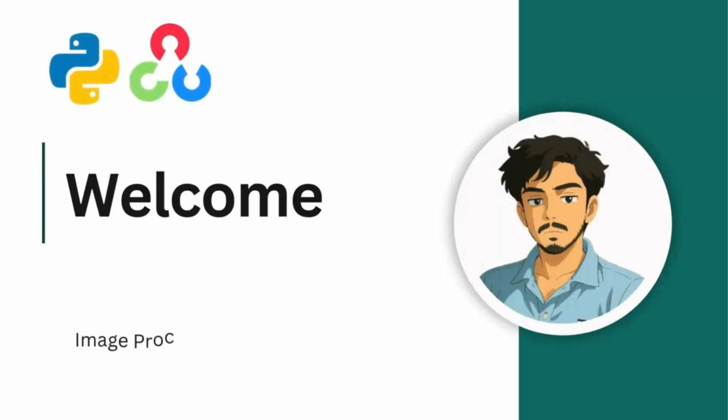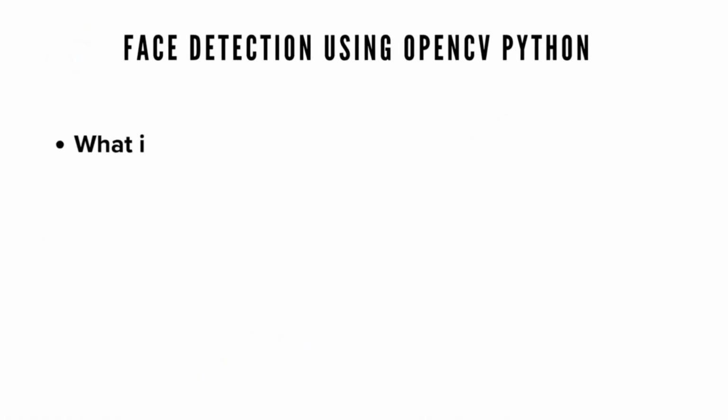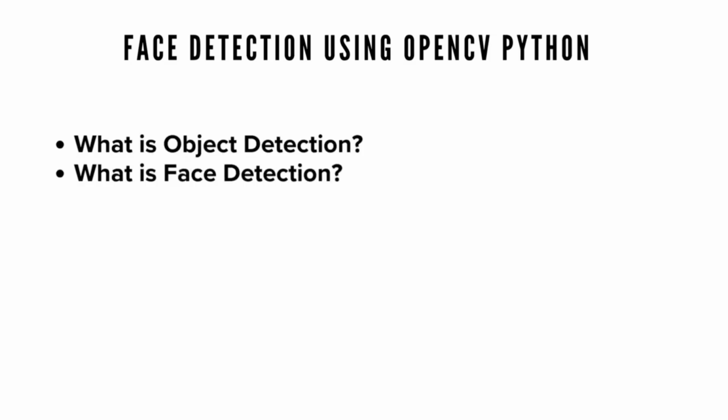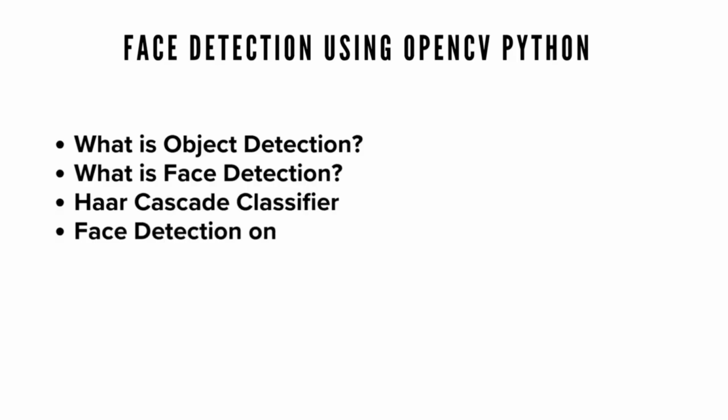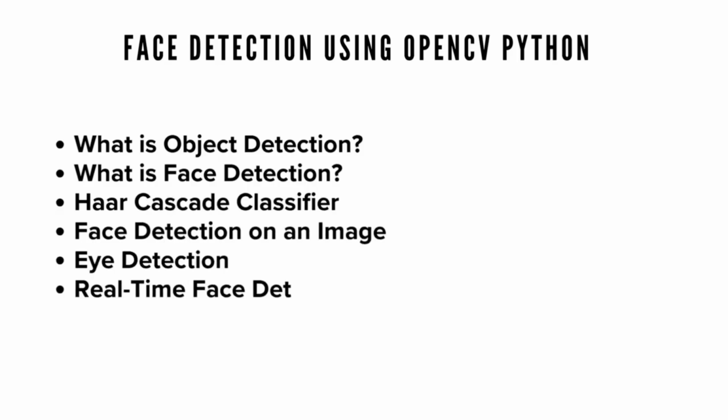Hey, welcome back everyone. Today our topic is face detection and object detection using OpenCV Python. The topics covered today: what is object detection, what is face detection, how the Haar cascade classifier works, face detection on an image, eye detection, real-time face detection, and a final project.